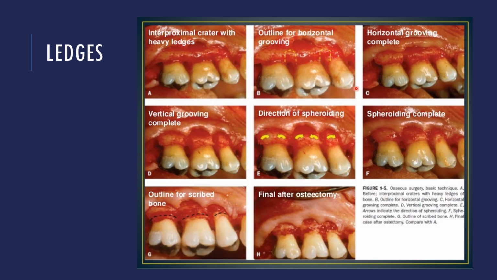So after horizontal grooving is complete, you can go for the vertical grooving as well, and then radicular blending, for this very thick margin and wide area. It is also called spheroiding. It's basically nothing, it is just the technique of radicular blending. So then if it is complete, then we go for scribing. Scribing, as we told, is the flattening of interproximal bone along with regularizing the marginal bone, and then the final ostectomy. Okay, so you can go through the procedure, and there is a final outcome after ostectomy.